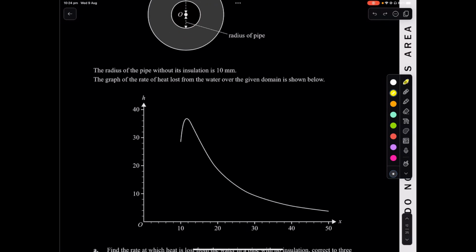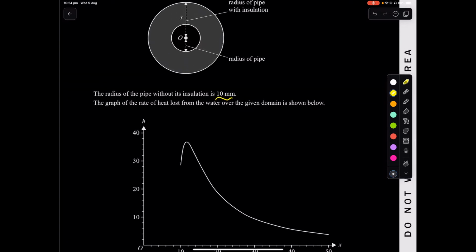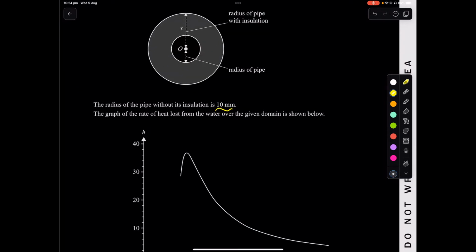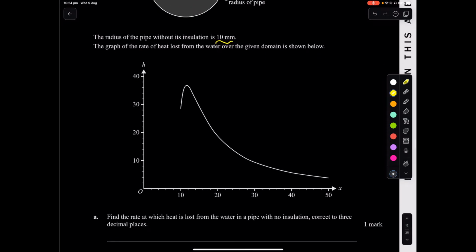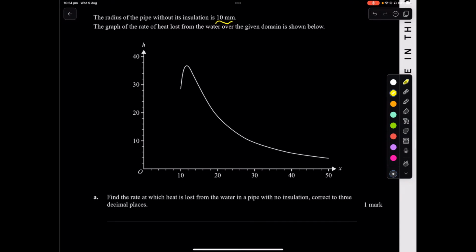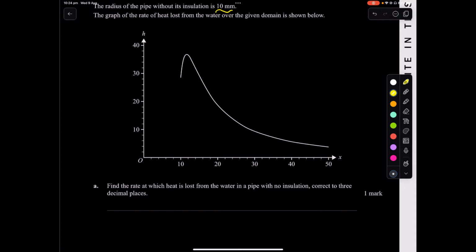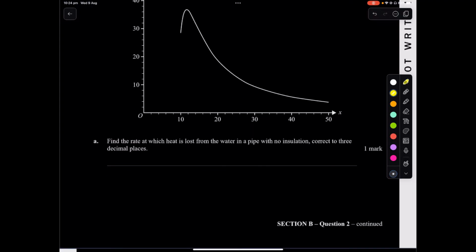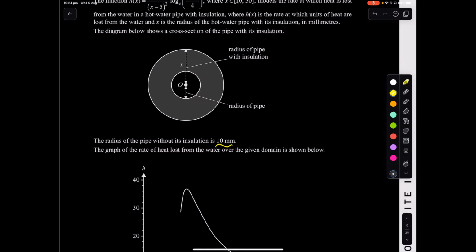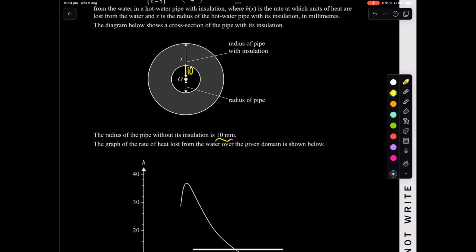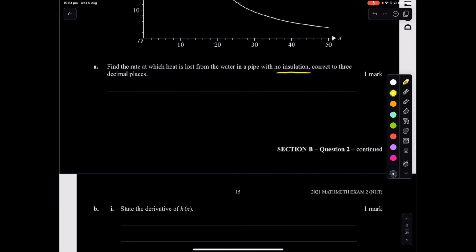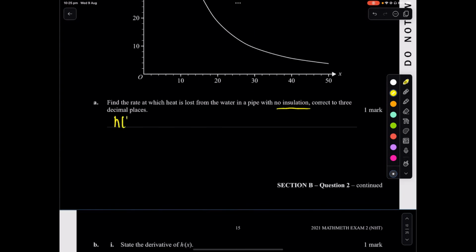The radius of the pipe without its insulation is this. The graph of the rate of the heat loss from the water over time is given here. Find the rate at which heat is lost from the water in a pipe with no insulation. We know when no insulation occurs is at 10. So it means that this over here is like 10, if I'm not mistaken. So we're saying h of 10 is what?